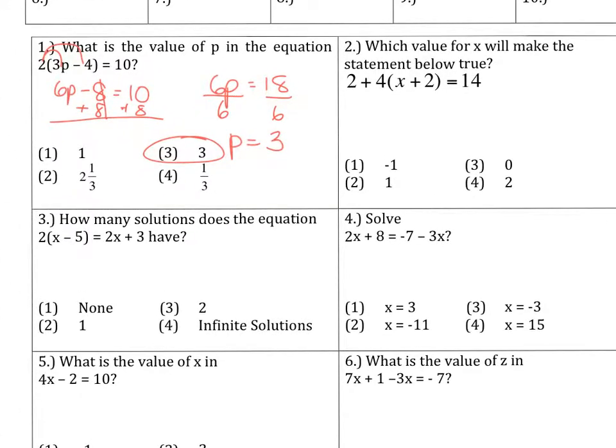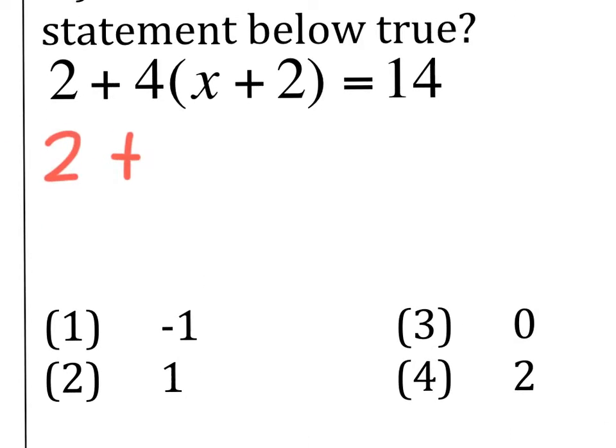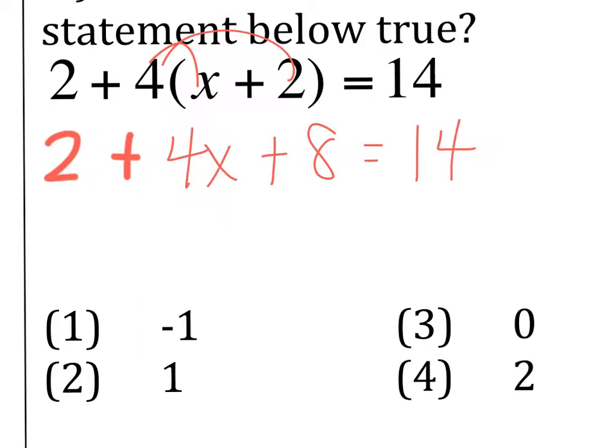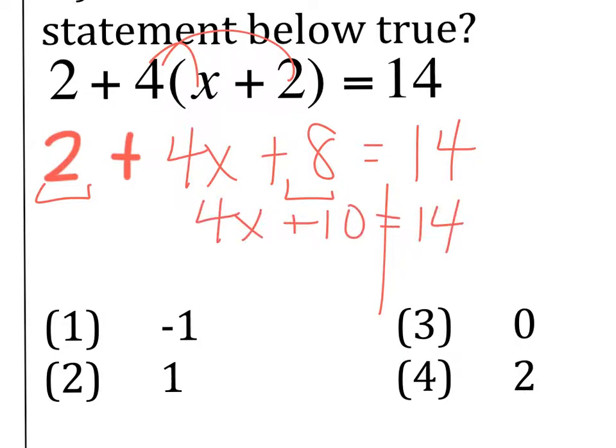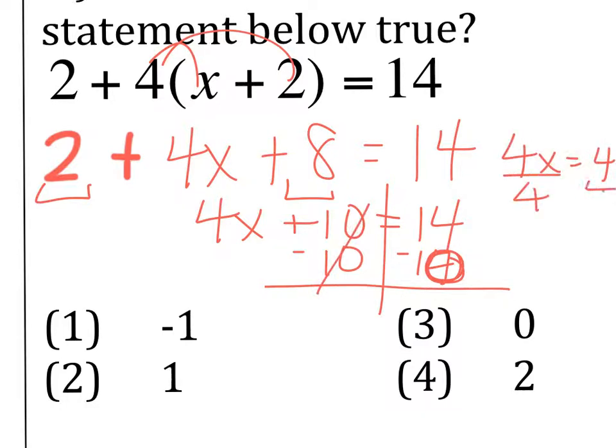Number 2, solving again. 2 comes down. Distribute 4x, distribute plus 8 equals 14. 2 and 8 are on the same side. They're like terms. They're family members. We're going to put them together. So it's 4x plus 10 equals 14. Subtract 10. Oops. So it's 4x equals 4, divide by 4, x equals 1.